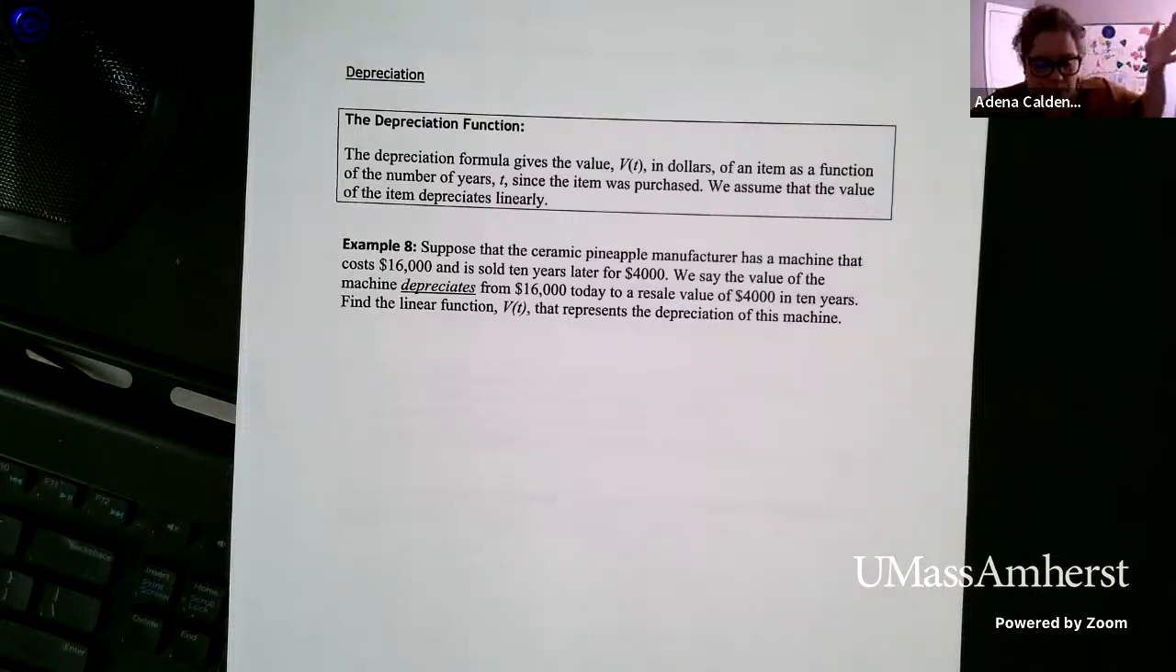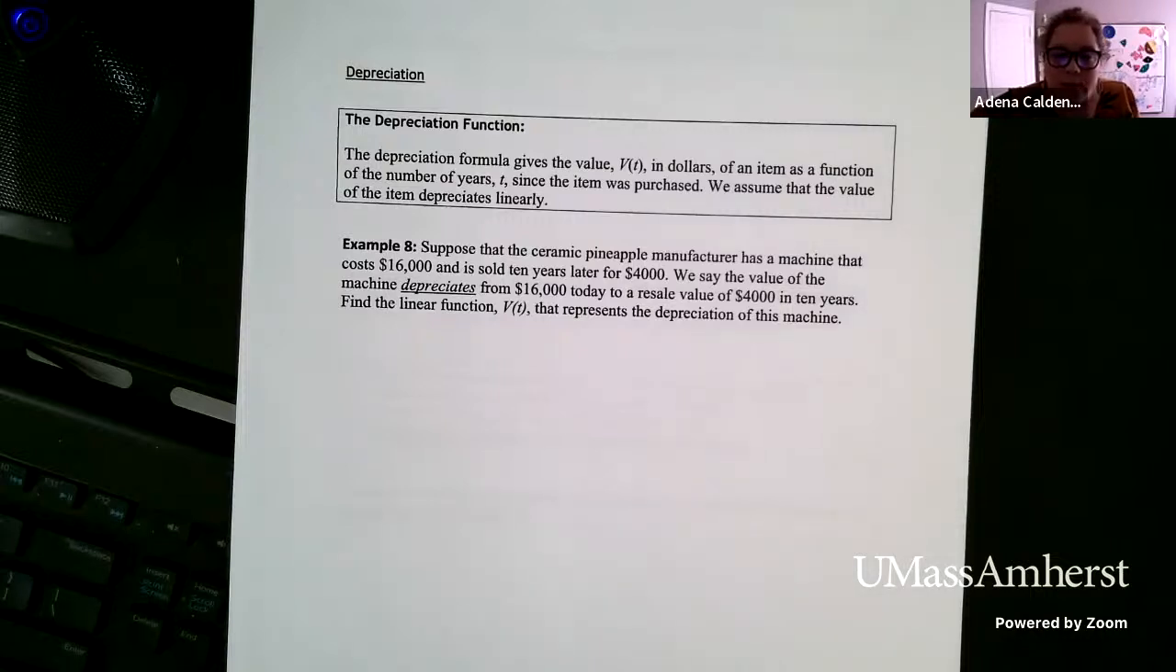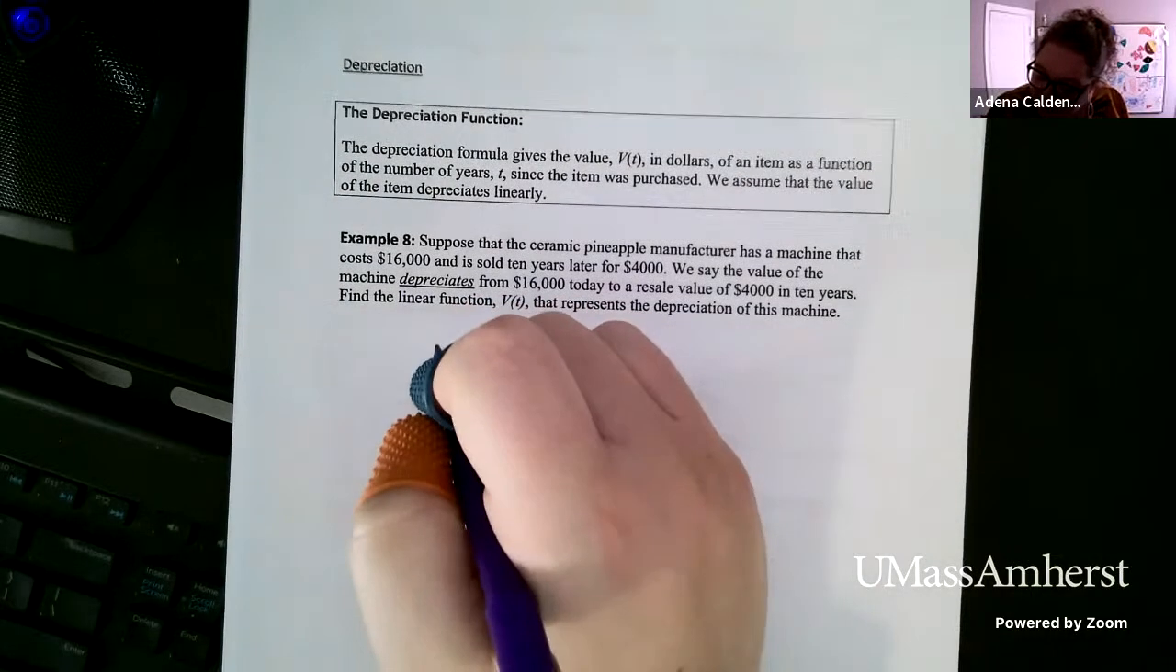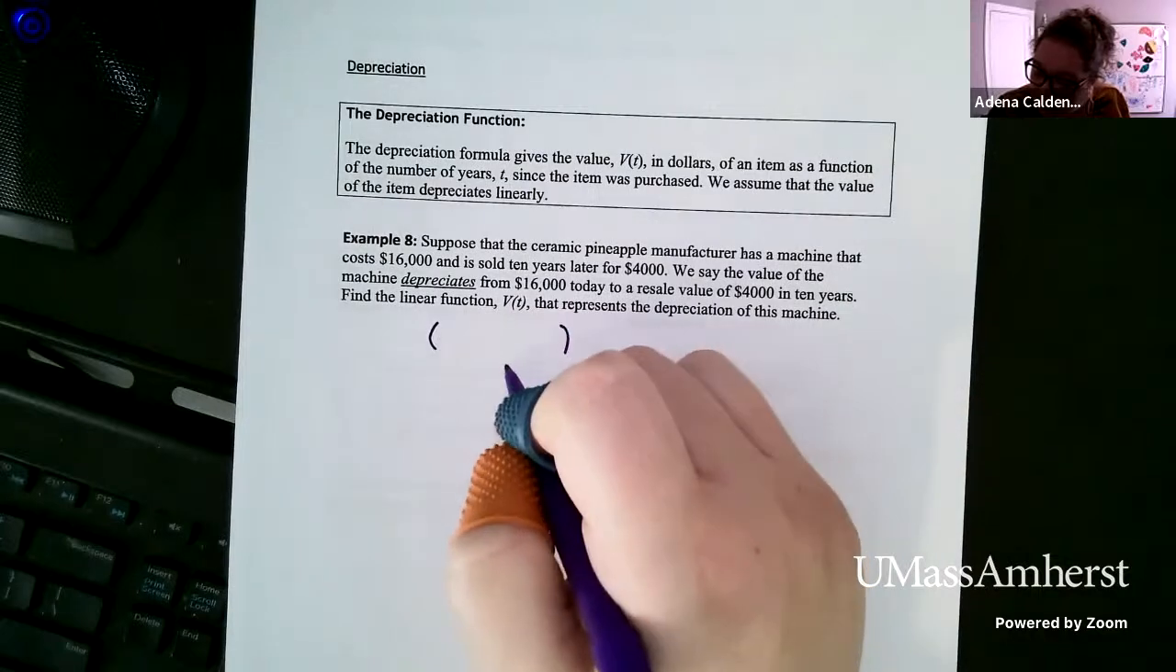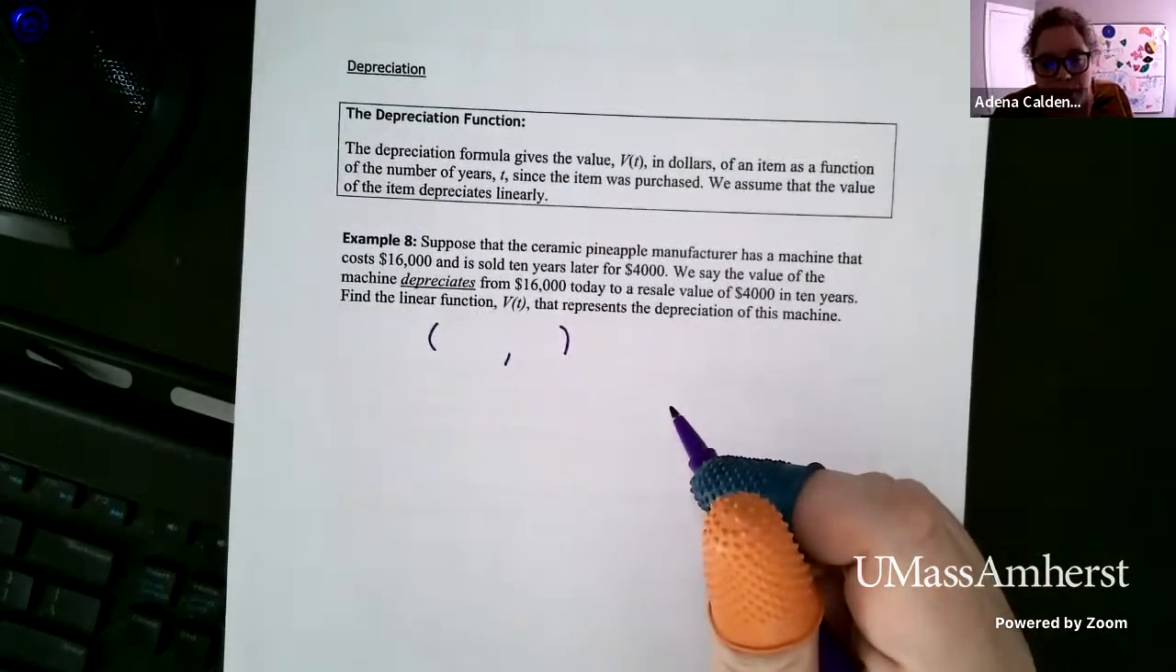So just to give you an example of what this might look like, suppose that the ceramic pineapple manufacturer has a machine that costs $16,000 and is sold 10 years later for $4,000. We say the value of this machine depreciates from $16,000 today to a resale value of $4,000 in 10 years. We want to find the linear function that represents the depreciation of this machine. So what we need to think about is what is our independent variable, what is our dependent variable, and what sort of information do we have?